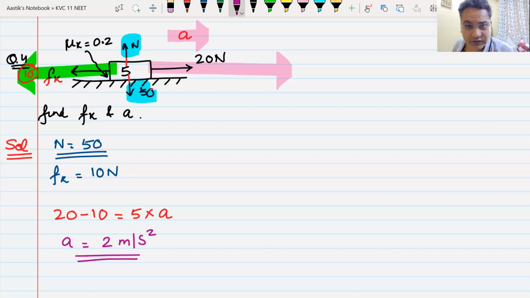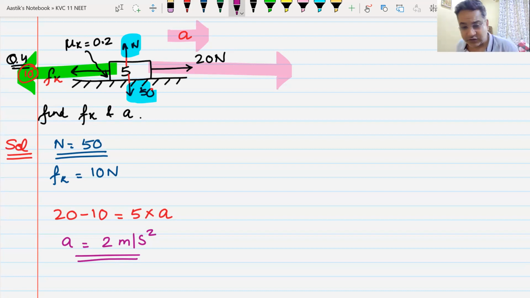If this is the way you got 2 meter per second square, then you were correct. If you just multiplied mu by g and got 2 meter per second square, it was wrong. But since both the answers are coming the same, your luck was strong enough to give you that answer. But don't believe in luck. Anyone did it this way? Yes, sir. Well, if you have done it this way, then congratulations. You have done it nicely and correctly.